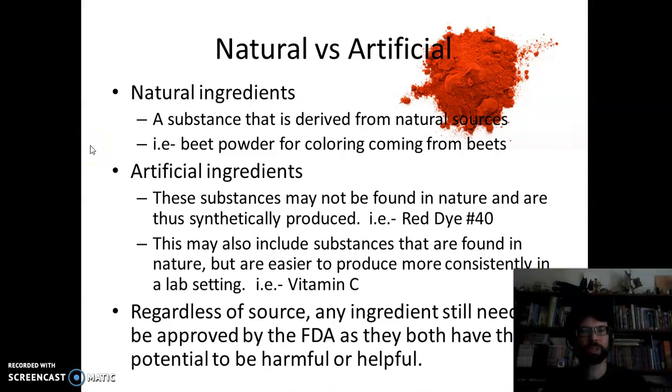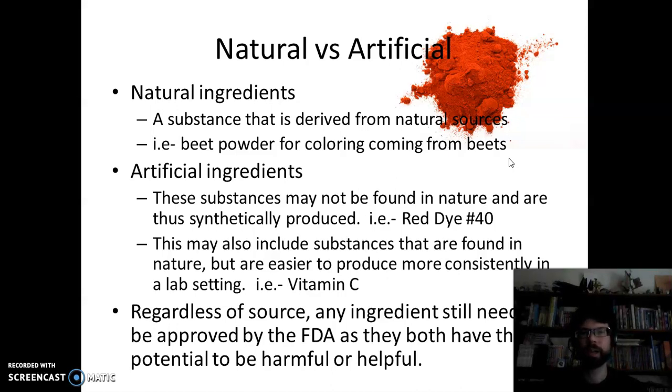Then we have our natural versus artificial ingredients. A natural ingredient is exactly what it sounds like. It's really anything that comes from nature. That includes natural colorings or other natural flavorings. If you see "natural" on there, it means it comes from some living thing, some natural source. The example I have here is beet powder being used as a red food coloring. Sometimes you'll see that in more organic foods and whatnot. We use natural coloring, and it's never quite as red, but it's natural and maybe more healthy.